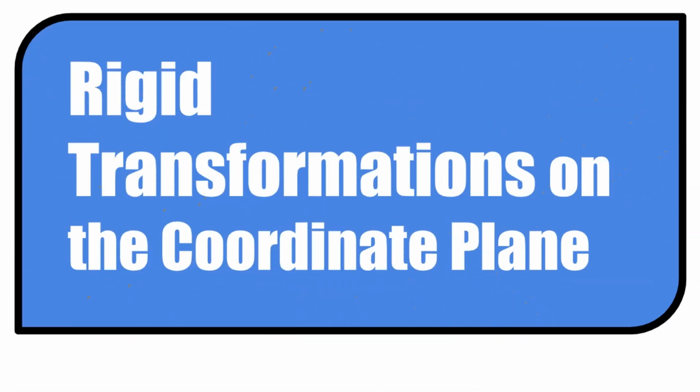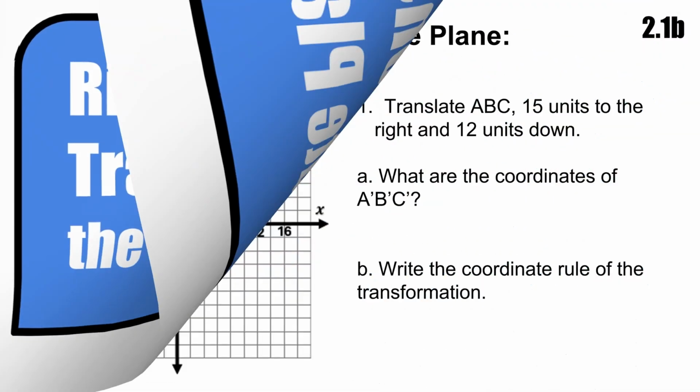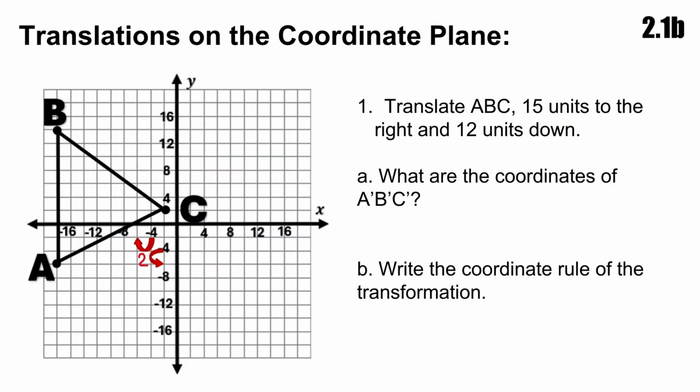The next lesson will be about transformations on the coordinate plane. Beginning with translations. First, observe that the coordinate plane is going by 2's. Next, begin translating points. The problem says to translate the triangle 15 units to the right and 12 units down.